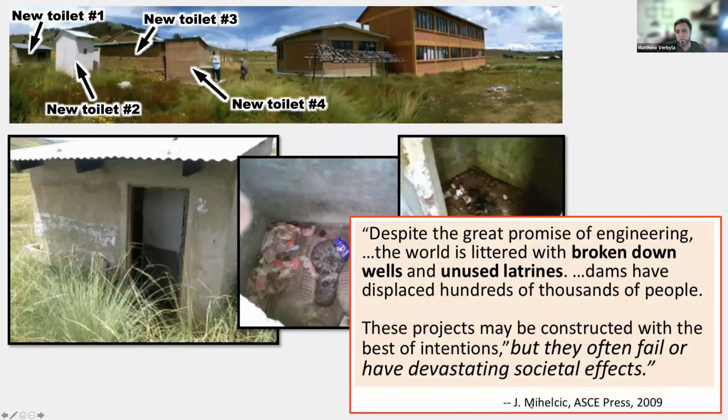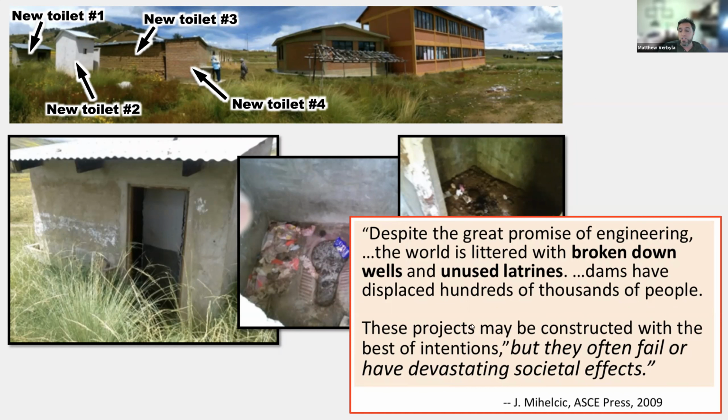This is a quote that comes from a textbook in environmental engineering. Basically it says, despite the great promise of engineering to solve the world's problems, the world is littered with broken down pieces of infrastructure like wells and unused latrines. Furthermore, engineering structures like dams, hydroelectric dams, have displaced hundreds of thousands of people, causing extreme problems related to the environment and people's well-being. So while these projects may have been constructed with the best of intentions, as it's said in this book here by Dr.